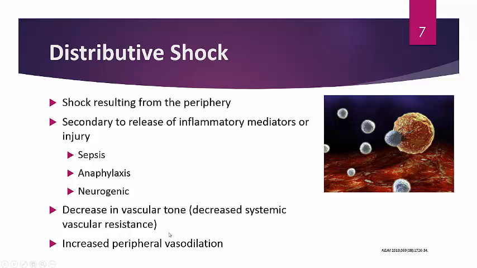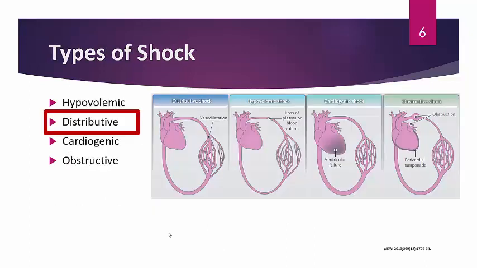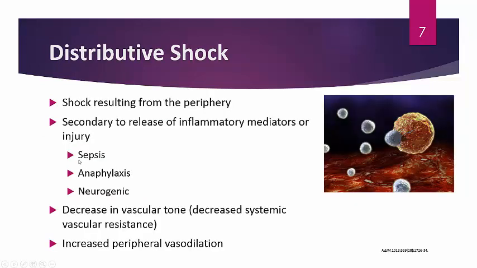So, like I said, distributive shock is shock resulting from the periphery. As we saw in the picture over here, there's peripheral vasodilation that is occurring that eventually will cause hypotension in a shock state. A lot of times, distributive shock is secondary to the release of inflammatory mediators, such as within sepsis and anaphylaxis.